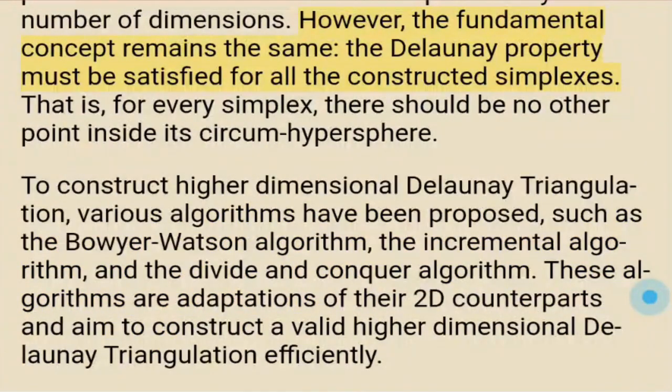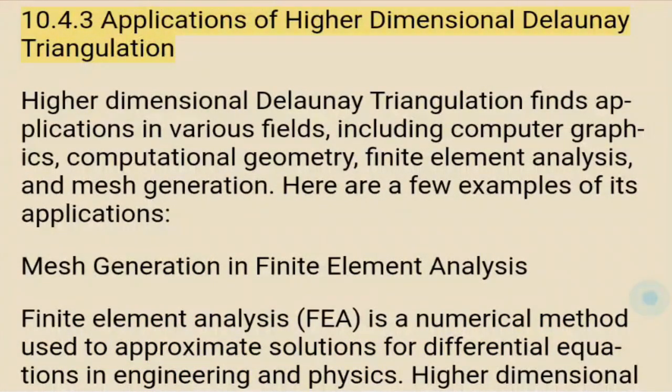However, the fundamental concept remains the same: the Delaunay property must be satisfied for all the constructed simplexes. That is, for every simplex, there should be no other point inside its circumhypersphere. To construct higher dimensional Delaunay triangulation, various algorithms have been proposed, such as the Bowyer-Watson algorithm, the incremental algorithm, and the divide-and-conquer algorithm. These algorithms are adaptations of their 2D counterparts and aim to construct a valid higher dimensional Delaunay triangulation efficiently.